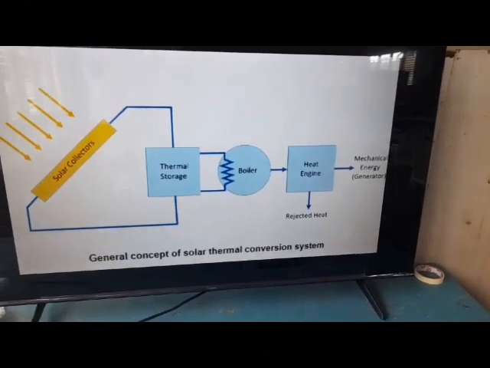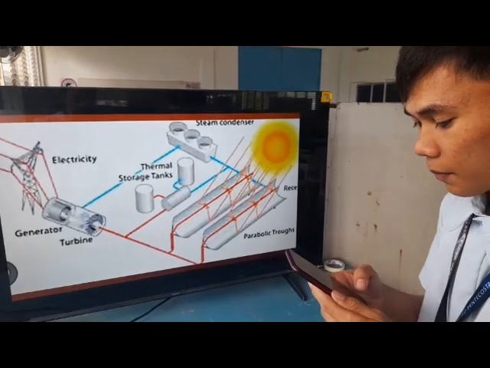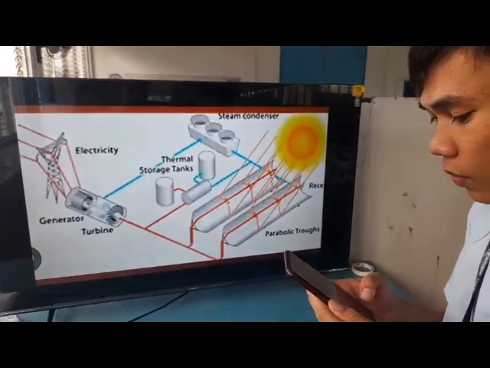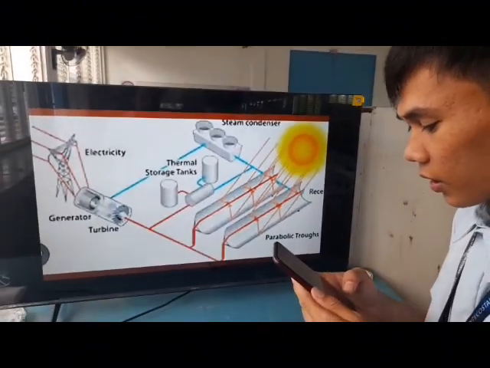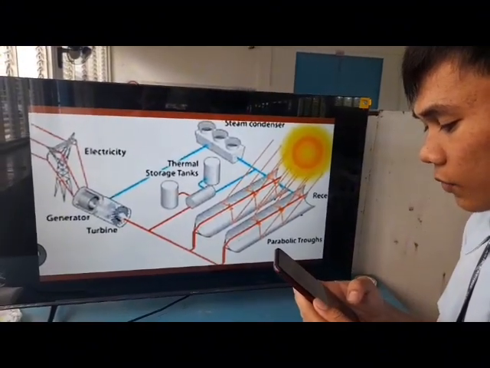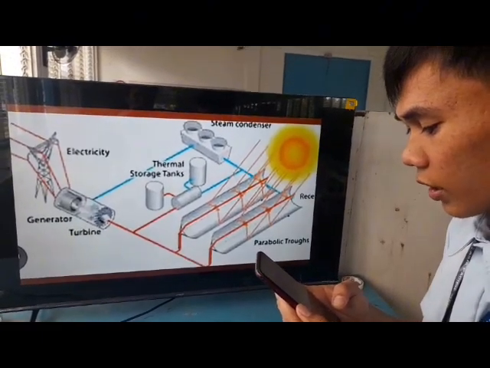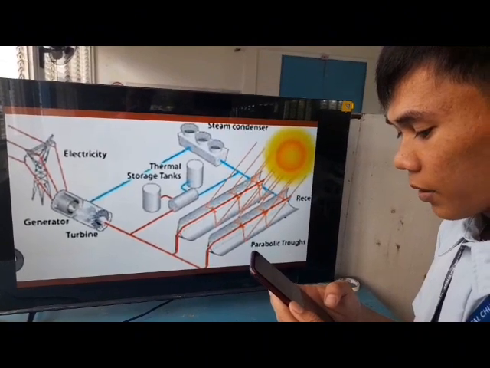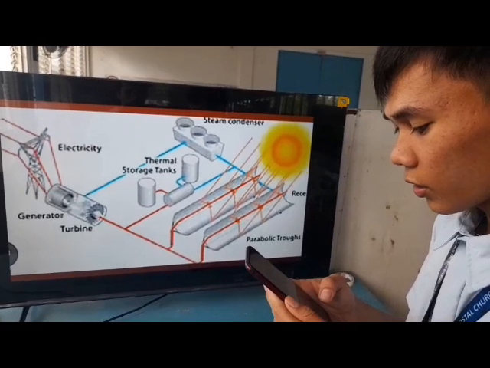General concept of solar thermal conversion system. Types and application of the solar thermal power conversion method. There are several types of solar thermal power conversion methods, each with its own technology and application. The primary types of solar thermal power system include the parabolic trough system.